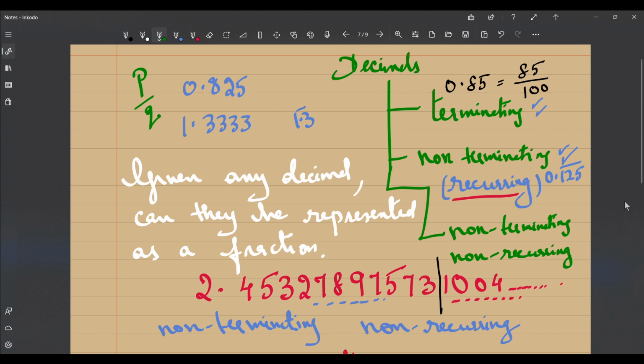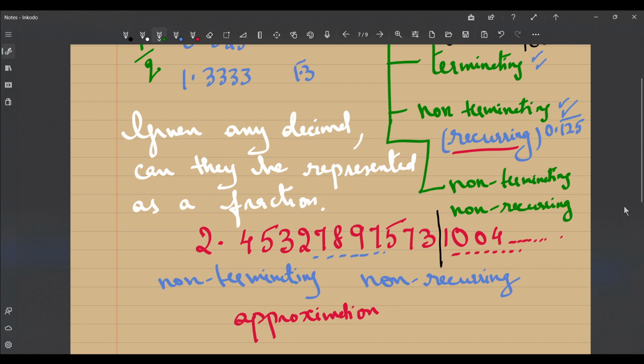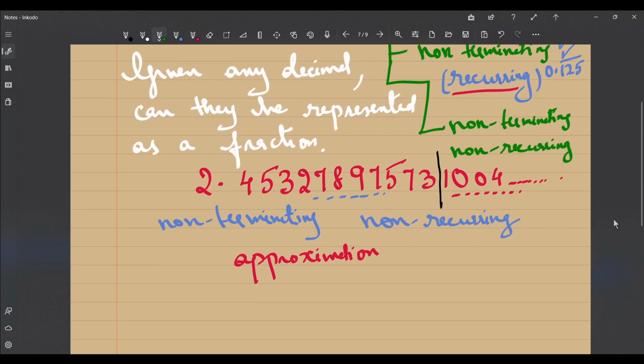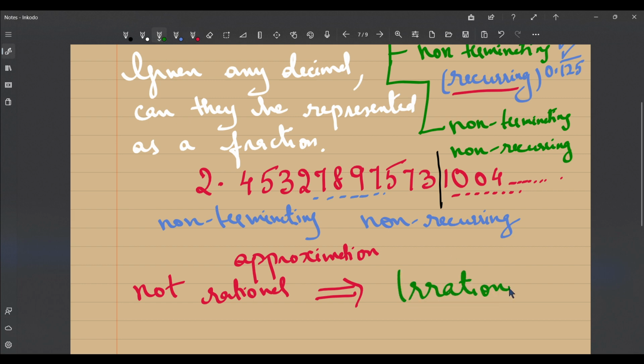Now, the third type of decimals which we saw just now cannot be written in the P by Q form, so it is not a rational number, right? And these numbers are called irrational numbers. The numbers which are not rational, the numbers which cannot be expressed as P by Q are called irrational numbers.